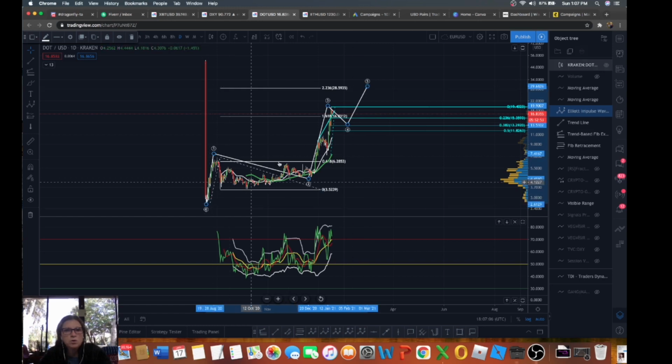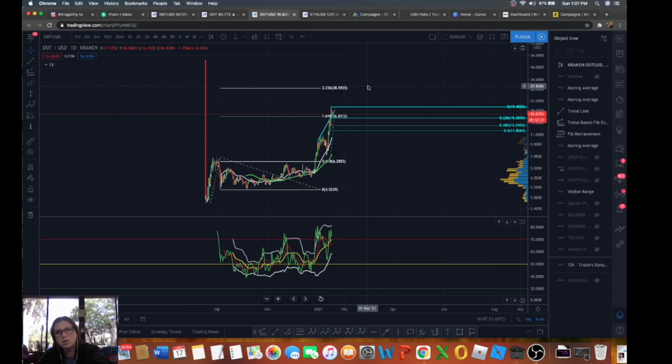This would all turn into basically a wave 1. We'd come down for a correction, wave 2, and then go on for our wave 3 if we're going to continue the parabolic move. There is a bearish scenario, but it's just about invalidated.